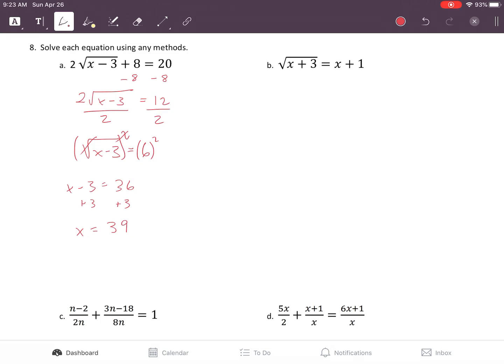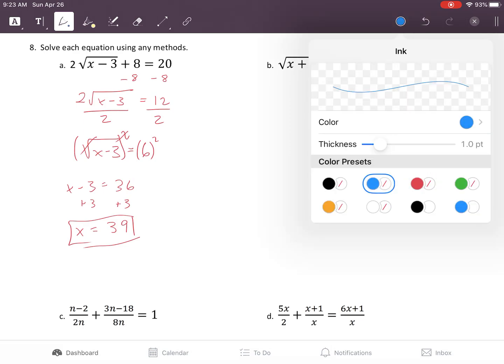Now what you have to do is check this answer to make sure it works. If you put 39 in for x, you get 39 minus 3, which is 36. The square root of 36 is 6. 6 times 2 is 12, and 12 plus 8 is 20. So that checks out, and that works. I'm going to go back to blue. I don't like red during most of it.